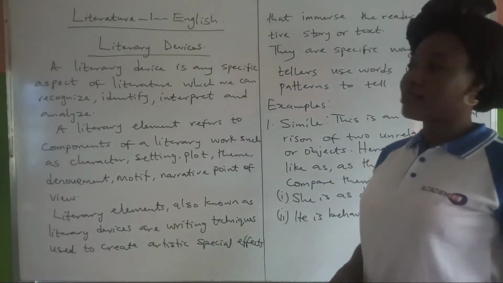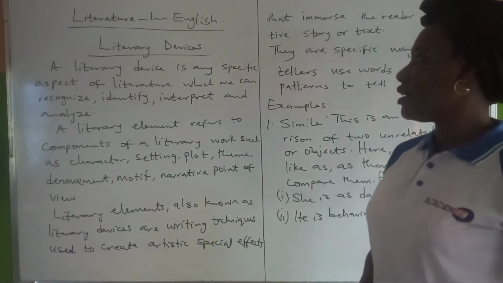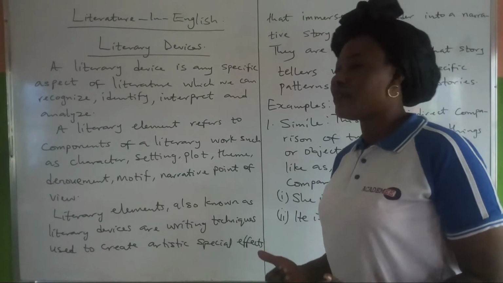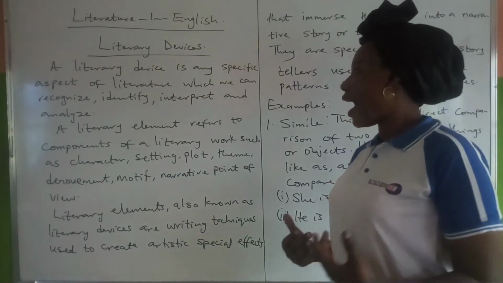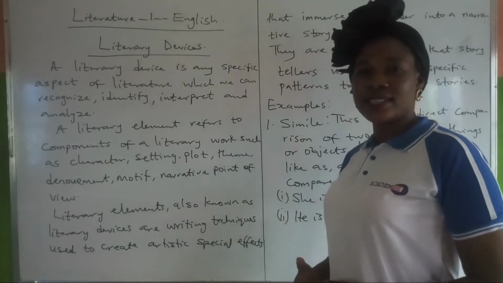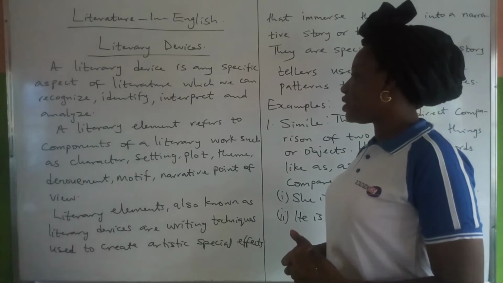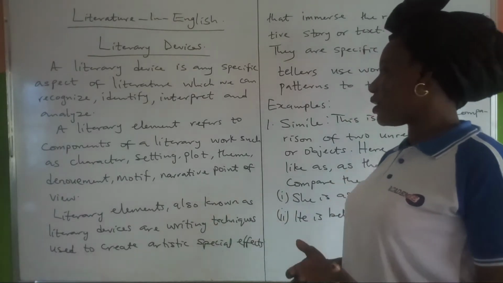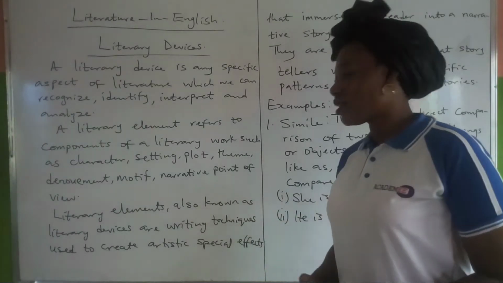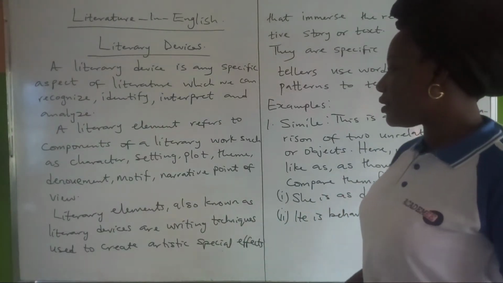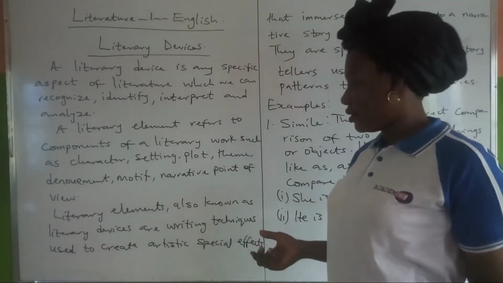Today we shall be looking at literary devices. What are literary devices? A literary device is any specific aspect of literature which we can recognize, identify, interpret, and analyze. A literary element refers to components of literary work such as character, setting, plot, theme, denouement, motive, narrative point of view, and so many others.